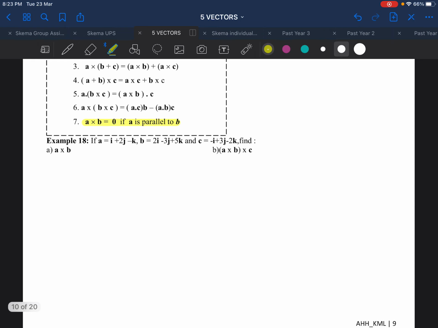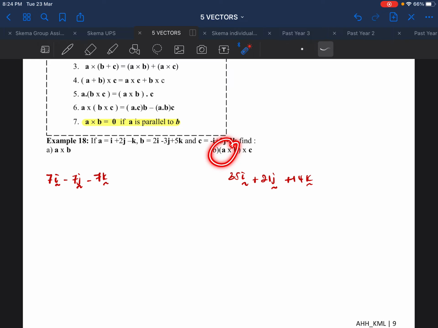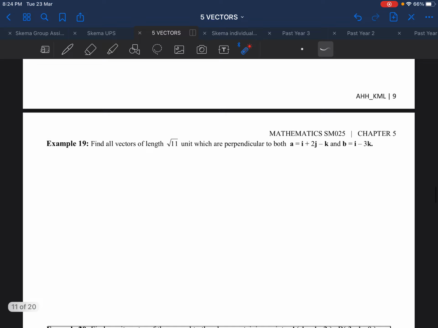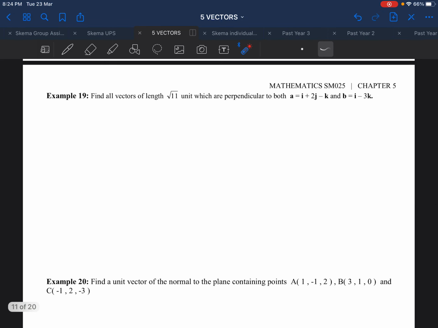Okay. Soalan example 18 saya nak kamu buat sendiri. Ini boleh buat sendirilah. So kita ada jawapan dekat sini saya bagi 7i minus 7j minus 7k. So this one jawapan dia is 35i plus 21j plus 14k. Okay, so kalau kat sini tengok A cross B dah dapat jawapan daripada sini, and then crosskan dia lah dengan C. Okay, example 18 saya nak kamu buat sendiri. Tengok example 19 pula.